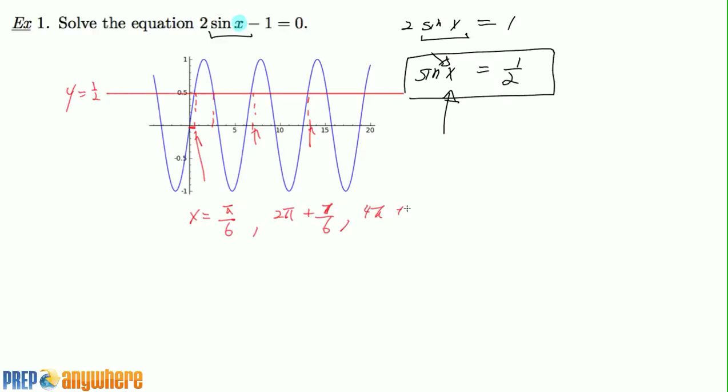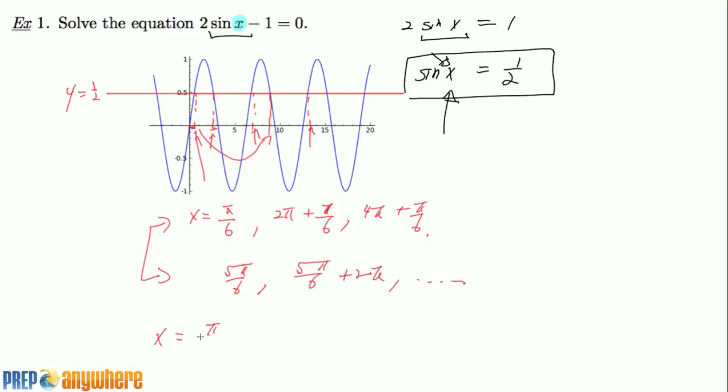And the one after that, right here, is going to be exactly 4 pi from pi over 6. Now this one here is pi minus pi over 6, which is 5 pi over 6. And the one after that is again exactly 2 pi away, so that's going to be 5 pi over 6 plus 2 pi.